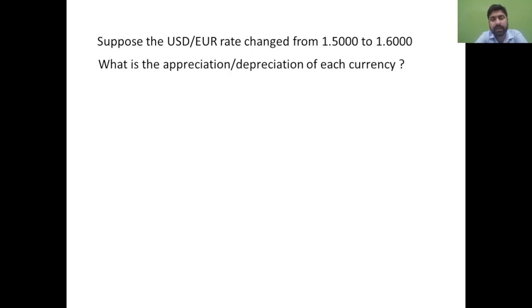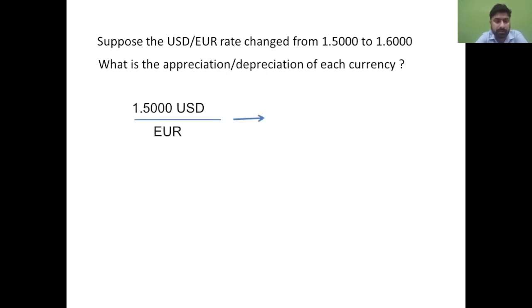Read the question very carefully. It is asking about the appreciation and depreciation of each currency. It is not asking about a single currency, it is asking about each currency. That means there are two currencies involved here: one is USD and the other is Euro. In the last class you already learned what the price currency is and what the base currency is, so similarly I am going to write the same thing over here again.